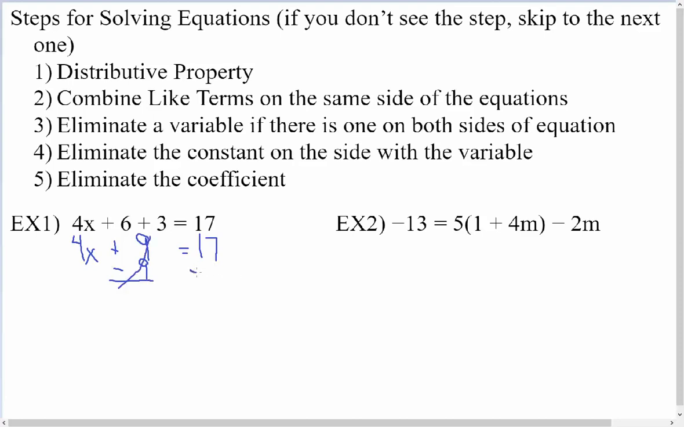And what I do to one side of the equation, I do to the other. That is the subtraction property of equality. So 4x hasn't changed. And that equals 8. Finally, last step, eliminate the coefficient. 4 times x, the opposite of that is divided by 4. So once we've divided by 4 on both sides, x equals 2.